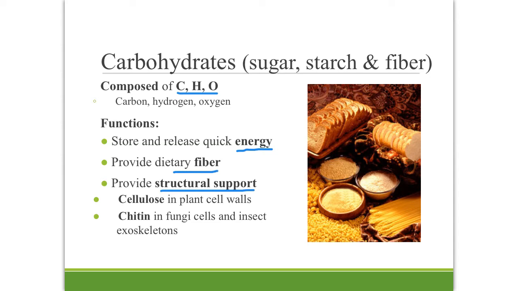Carbohydrates provide structural support in some organisms. So the cellulose in plant walls is actually a carbohydrate. It's one that to humans is a dietary fiber. It's something we can't digest, but it's very, very important in giving that plant stability and allowing it to stand up away from Earth's gravity. And then another carbohydrate known as chitin is found in fungus and also in the exoskeletons, the outside skeleton of insects, and it gives it this tough, strong nature as well.